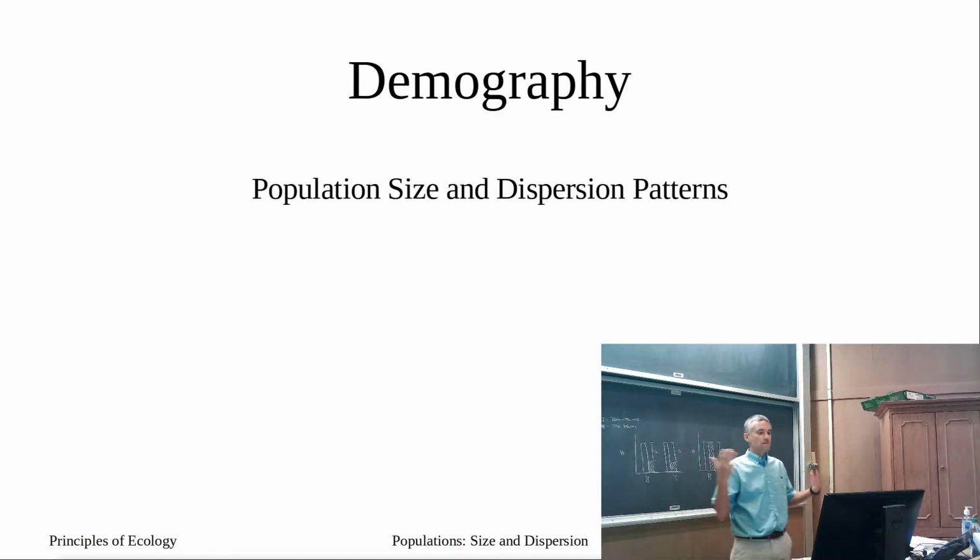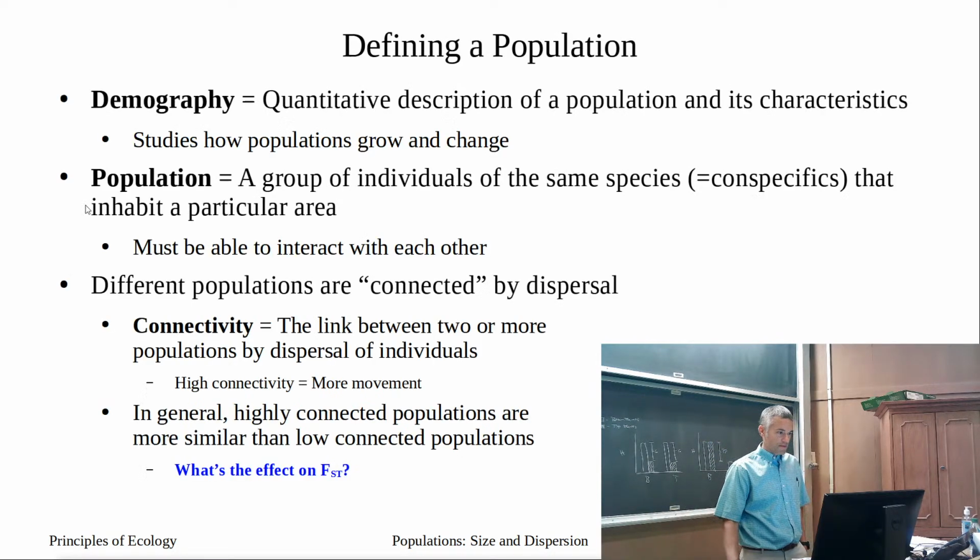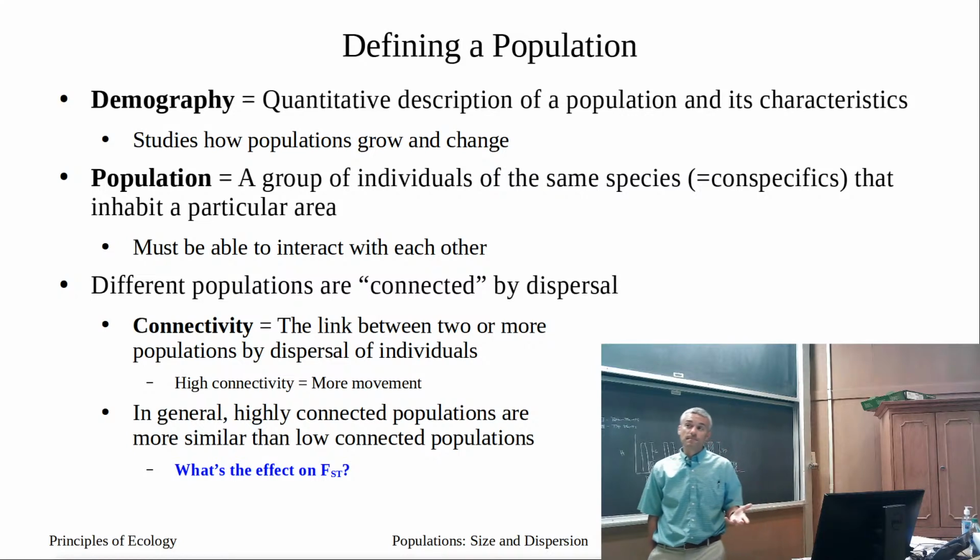And these descriptors are demography. That's what's grouped in the demographics. All right. So demography is the quantitative description of a population and its characteristics. Anyone that's interested in demography is interested in how populations grow or change through time. So grow and decline. How do they grow and decline, and how do they change?